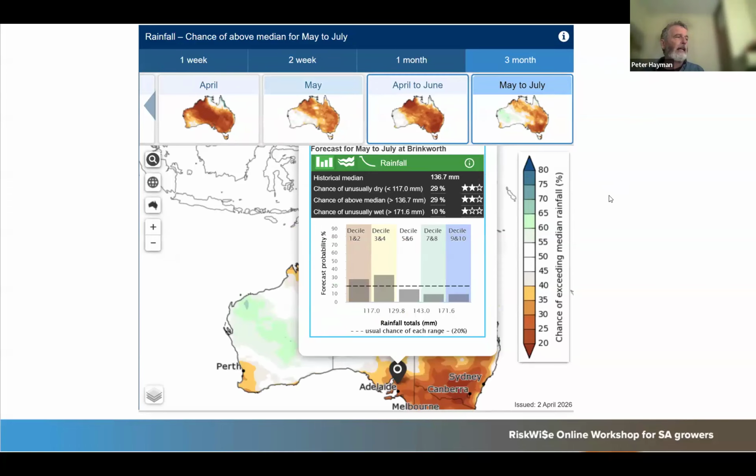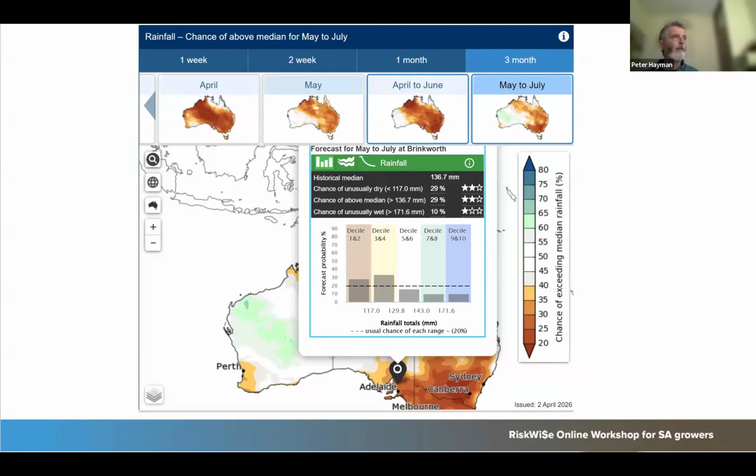When you click on that little magnifying glass over in the top left-hand corner, you can then enter a location. I've entered Brinkworth here, and I'll be looking at Brinkworth a bit in this really short run through. What that does is, for that May to July period, it gives you what the different deciles are, so how many of the computer runs fell in the different deciles.